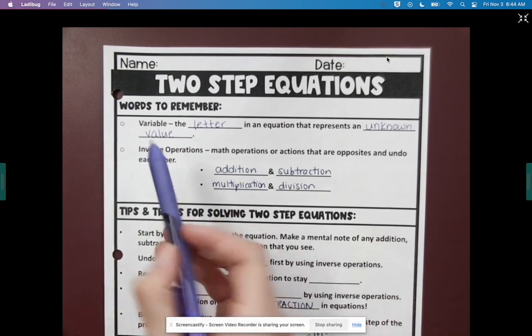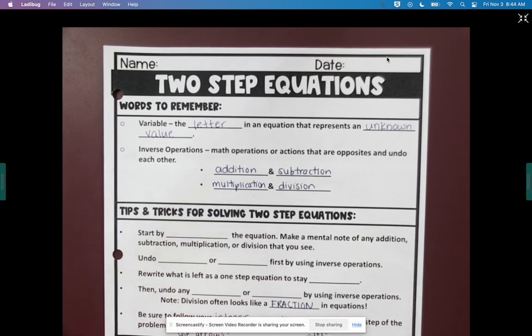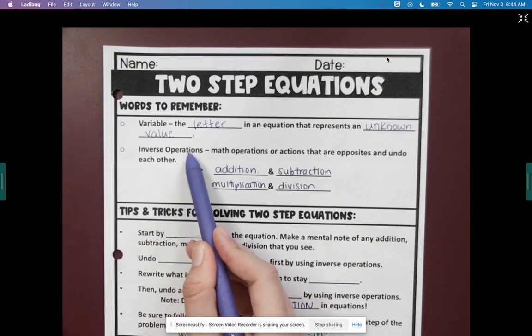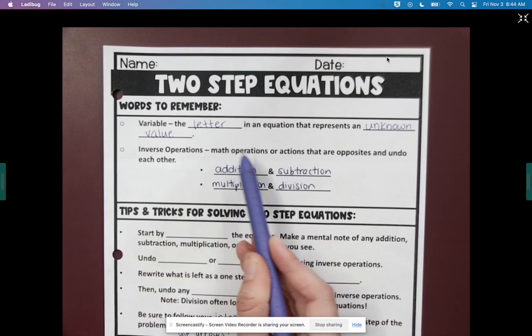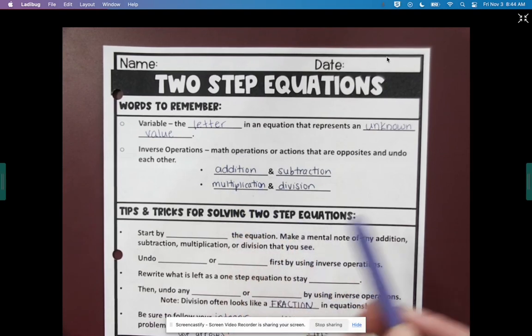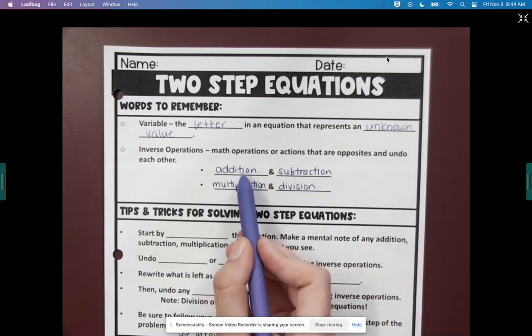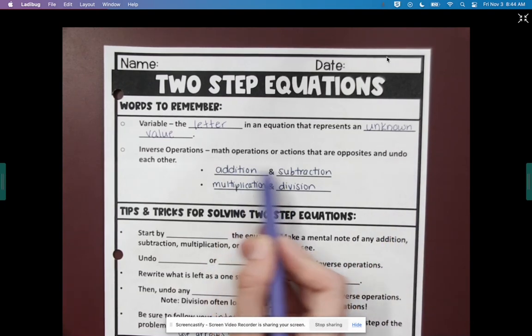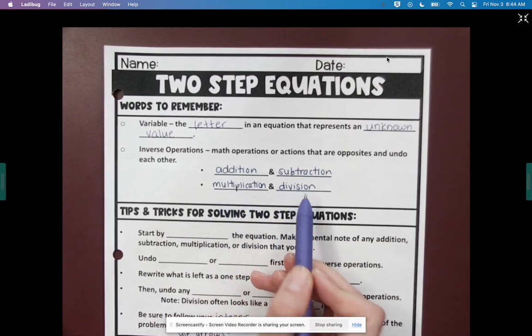To find the variable, we use inverse operations to kind of undo the math and get it all by itself. An inverse operation is just the math operation, so addition, subtraction, multiplication, or division, that are opposite of one another and will help undo that math. So addition and subtraction are inverse operations. Multiplication and division are inverse operations.